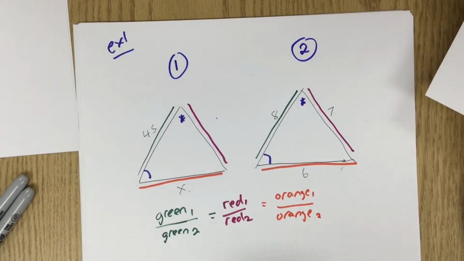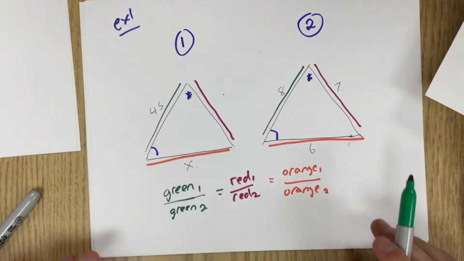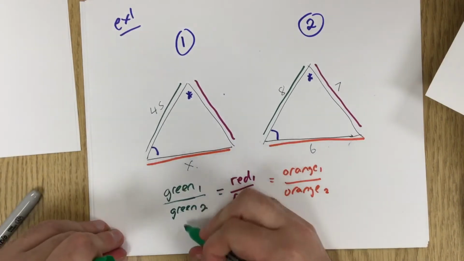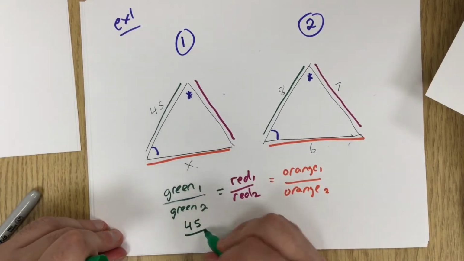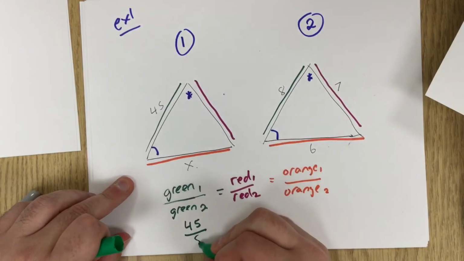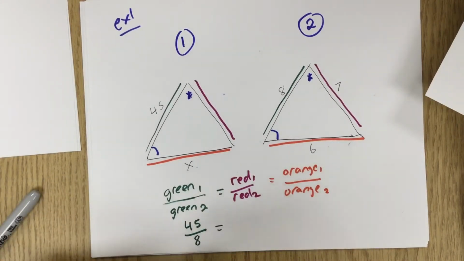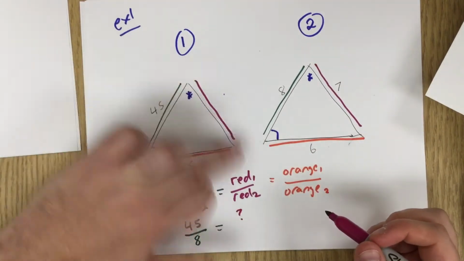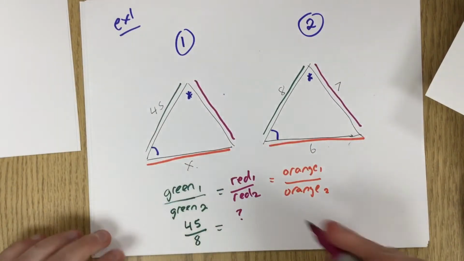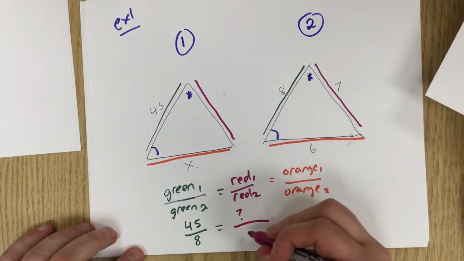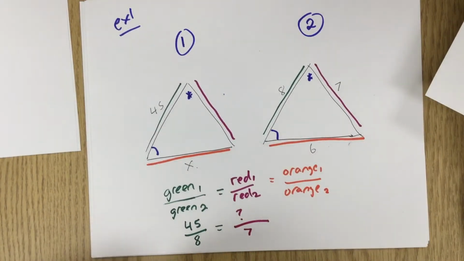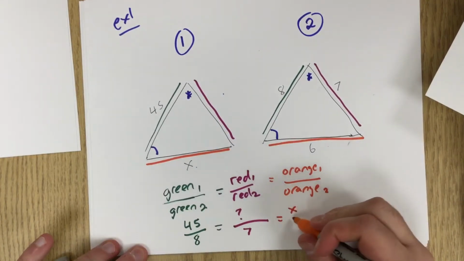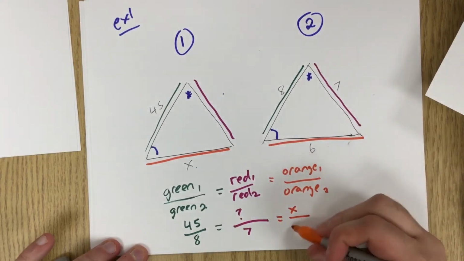So let's put some numbers into this thing. Green 1, the green side on the first triangle, is 45. So that's going to be 45 over, and the green side on that one is 8, equals. The red on the first one, we don't know. We don't know the length of this red side on the first triangle, but that's okay. And the red side of that triangle is 7. Orange on the first one is x, and orange on the second one is 6.